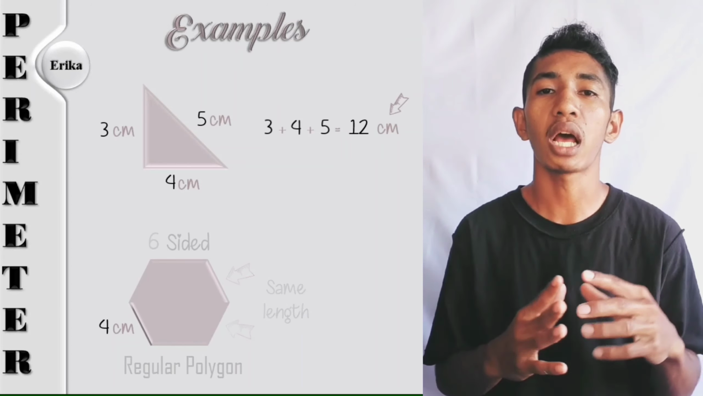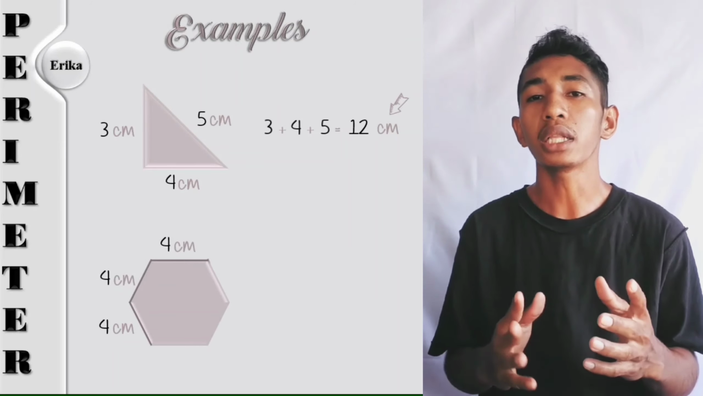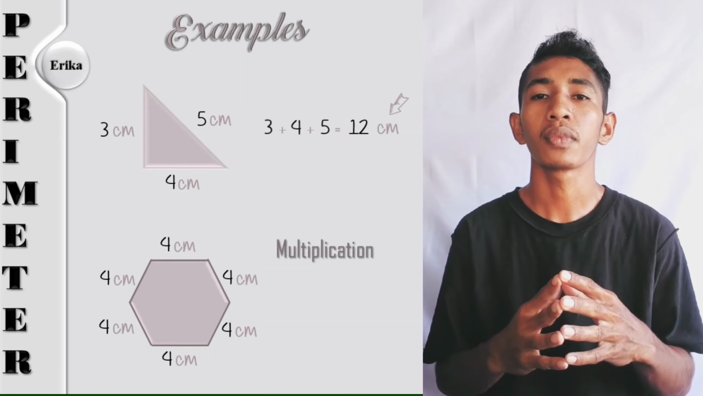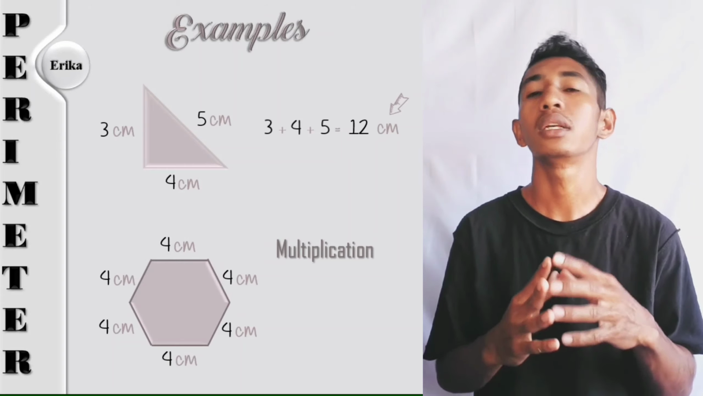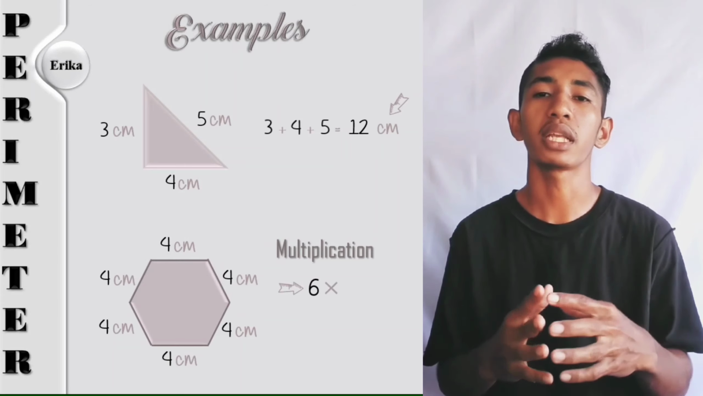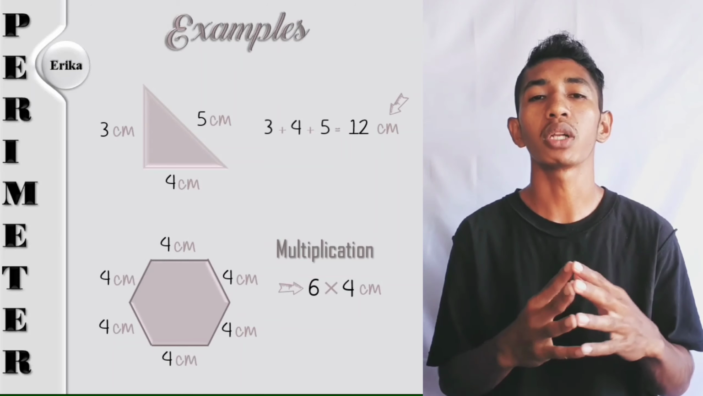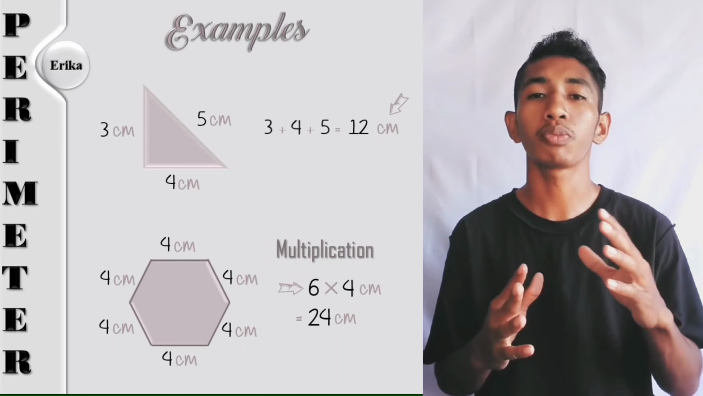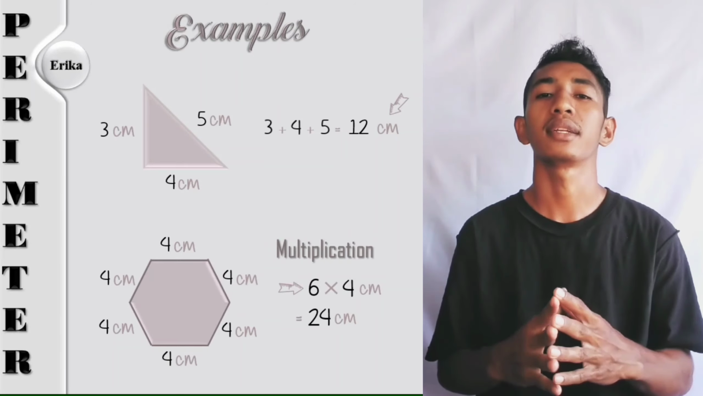We could add up all the sides like we did before. But can we use multiplication as a shortcut? All we have to do is multiply the number of sides, 6, by the length of the side, 4 cm. 6 times 4 equals 24 cm. This formula works for any regular polygon, no matter how many sides there are.